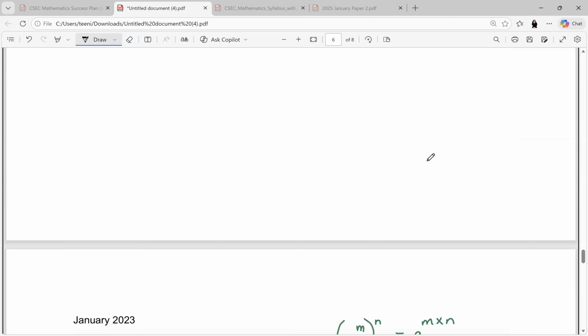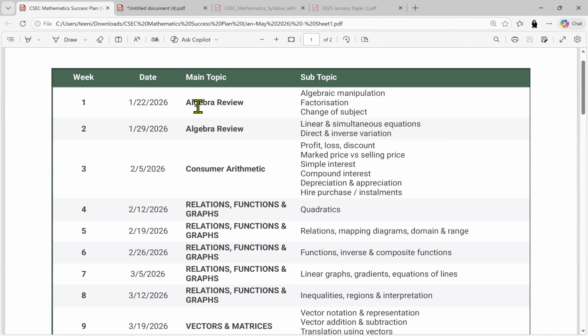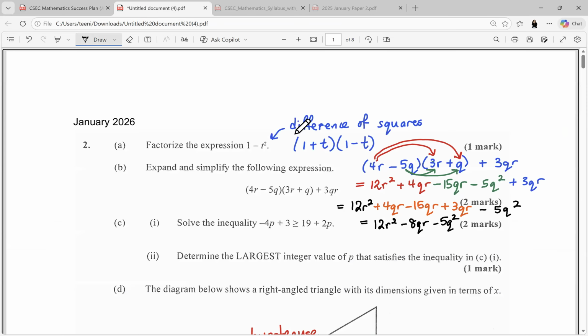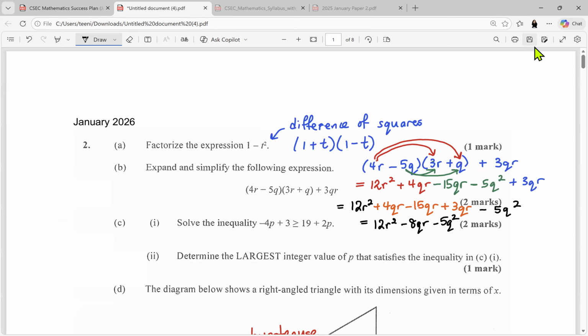Guys, that is all I have for you today, right? Today we were supposed to, according to our success plan, look at algebraic manipulation, factorization, and changing of the subject, which we have done today, right? So what I'm going to do is I'll post this to the Google Classroom, of course, and I will also send you the blank sheet.